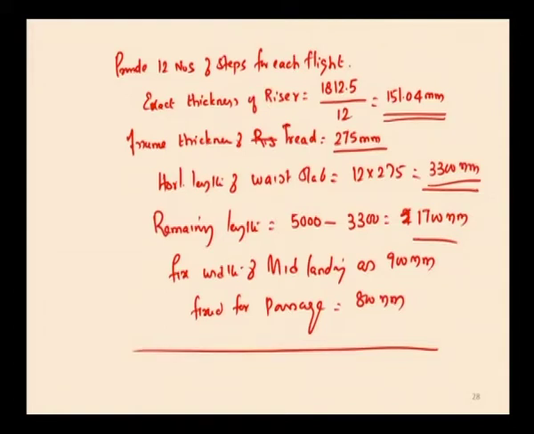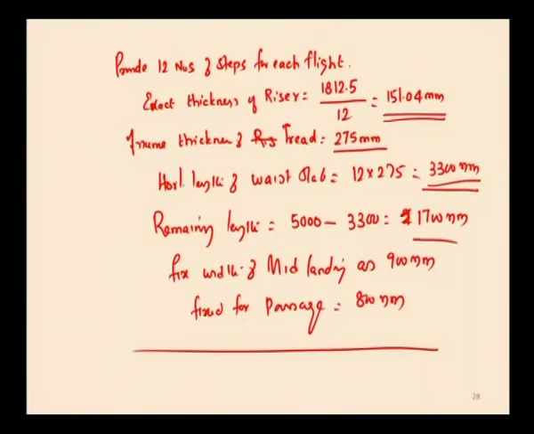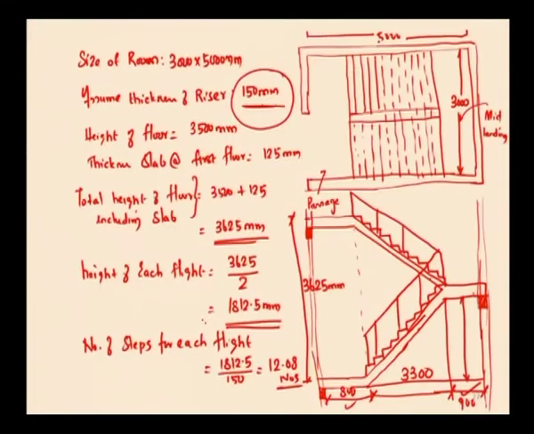That is, within 5000 we need to accommodate the width of the passage as well as the landing. So, here we found the horizontal length of the base slab is 3300 and the remaining length has to be adopted for the passage and the mid landing. So, I have fixed the width of the mid landing as 900 mm and the remaining width has been fixed for the passage, that is 800 mm. So, we have calculated the horizontal as well as the vertical dimensions of the components of the staircase as well as the steps. Now, we need to start calculating the load, that is load calculations.